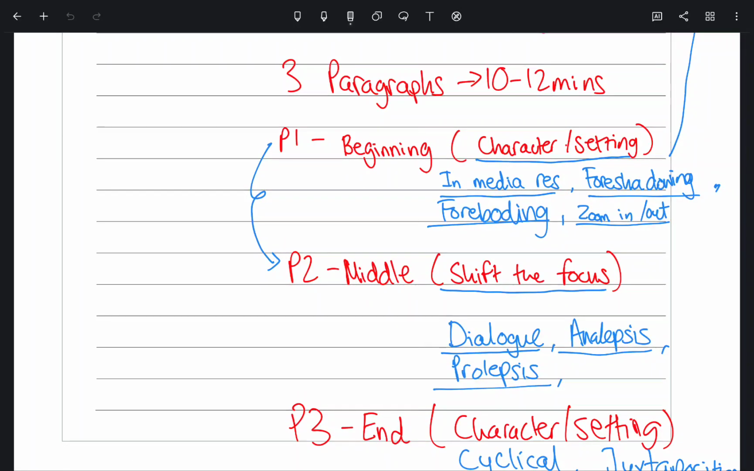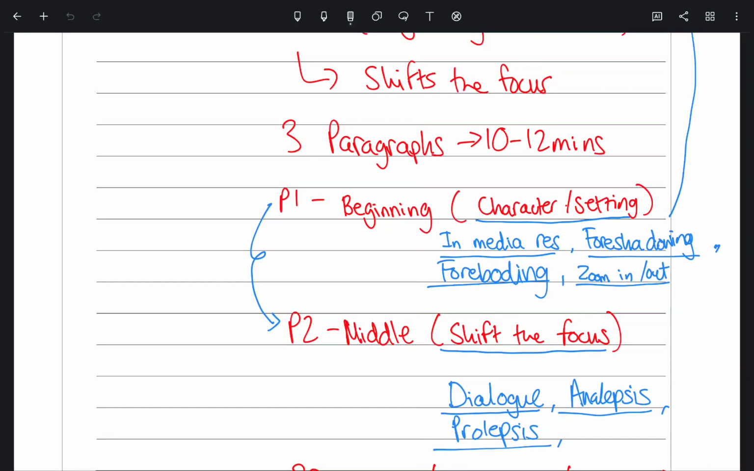For paragraph 1, the beginning of the text, you can look at how the writer may decide to use in media res, foreshadowing, foreboding, zooming in, zooming out.